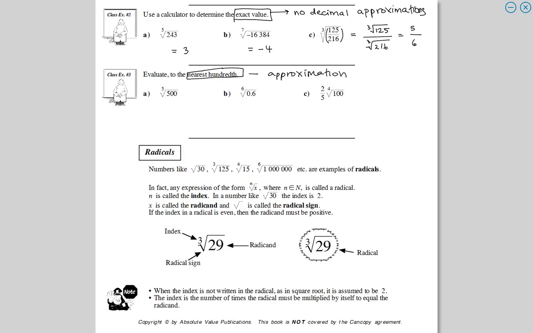And in the bottom, you have sort of a summary of what a radical is. So the radical is everything, and then you have some more detailed information, like what is the little number? Well, we call that an index. Here's the symbol. And then the thing inside is called a radicand. So that's a tough one to remember.